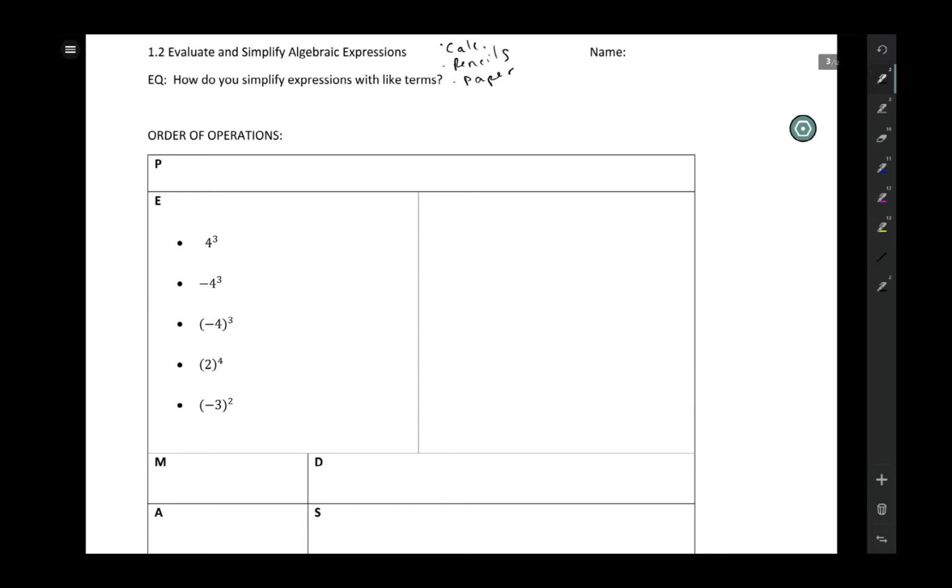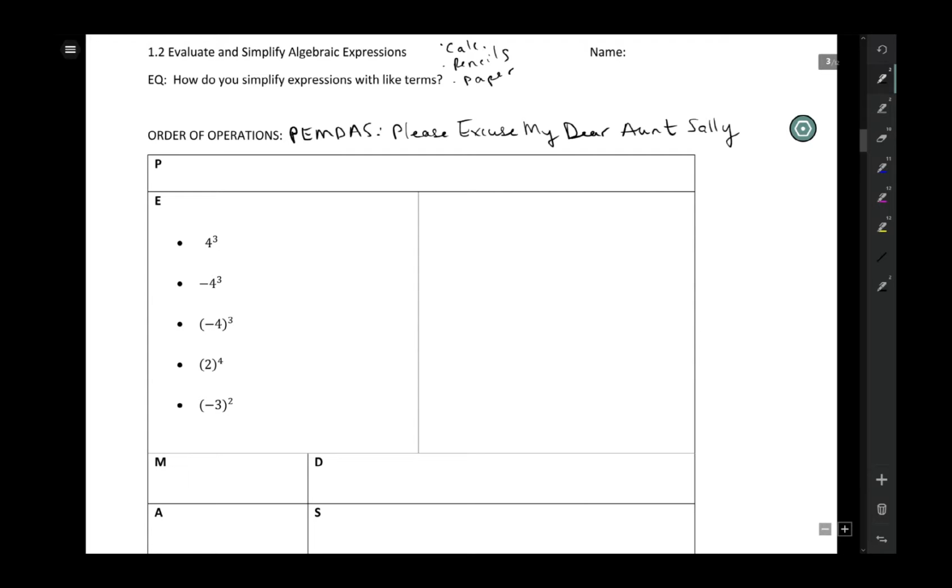And what we're looking at today is order of operations, or PEMDAS. Please excuse my dear Aunt Sally. Okay? That's one thing a lot of people have expressed it as in the past. You might have your own little thing.